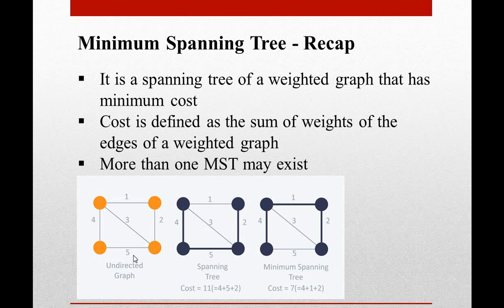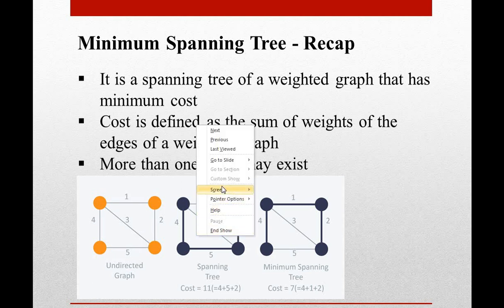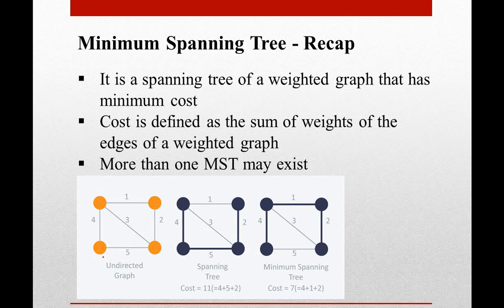So this is the example. We have a graph with 4 vertices and 5 edges, and the weights are defined here. So this is 1 and its weight is 2, 3, 4, 5. In this graph we can generate one spanning tree. We can include these 3 edges, and the cost of this particular tree is 4 plus 5 plus 2, so this is 11, and we can generate one more spanning tree.